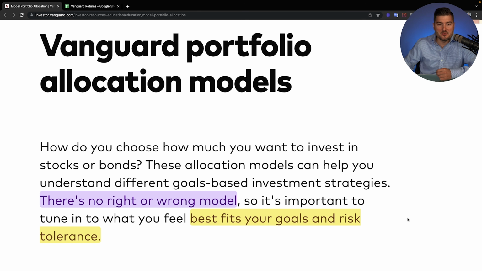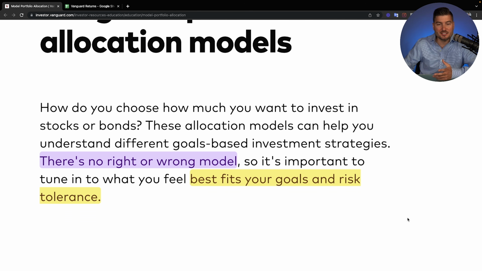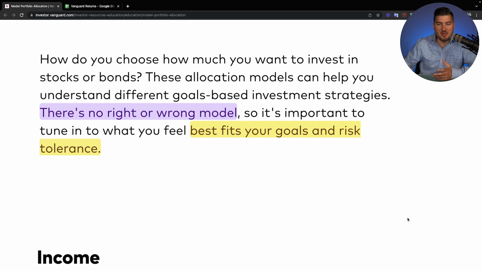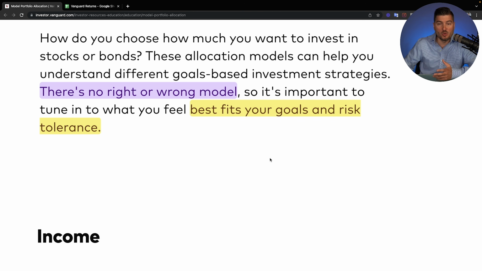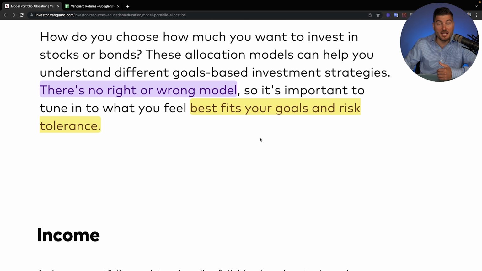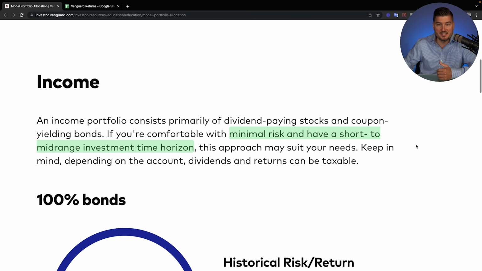So let's start at the top. How do you choose how much you want to invest in stocks or bonds? These models are basically used as guidelines with different goals-based investment strategies. I highlighted here in purple and also in yellow that there is no right or wrong model. So it's important to find out what fits your goals and risk tolerance.